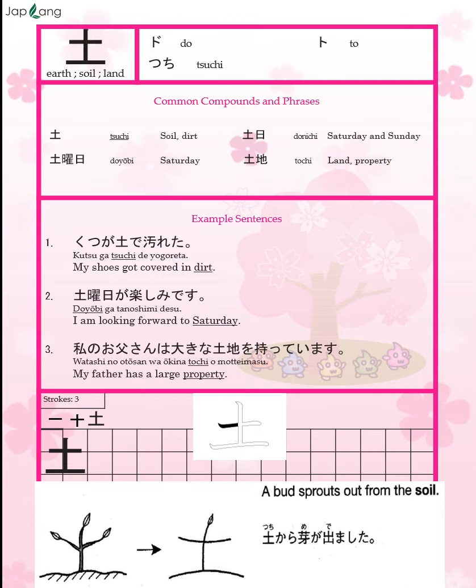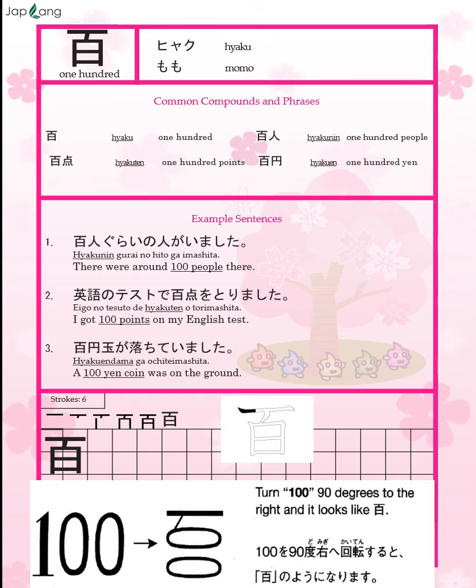All right, then we move to the next kanji, and the next kanji is 100, hyaku. Hyaku is your Chinese reading, and momo is your Japanese reading. All right, 100 is hyaku. 100 yen will be hyaku en. Like we have lots of students who keep getting 100 points. So hyakuten, you can always say like you got full marks. Right, so hyakunin gurai no hito ga imashita. There were around 100 people there.